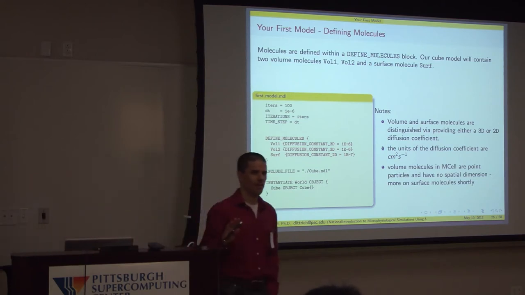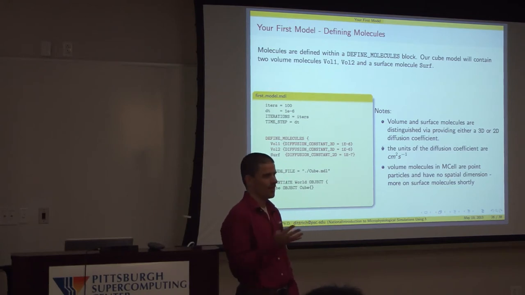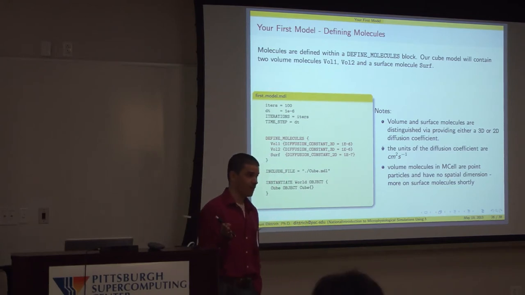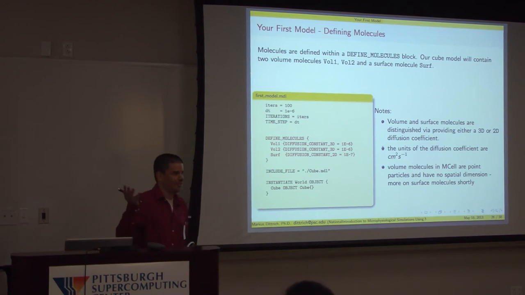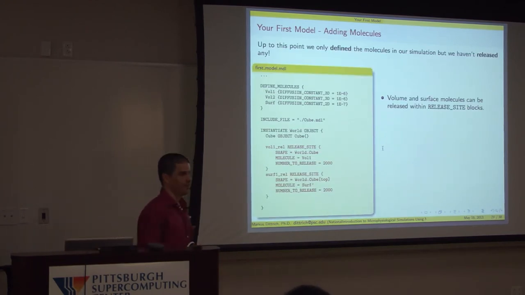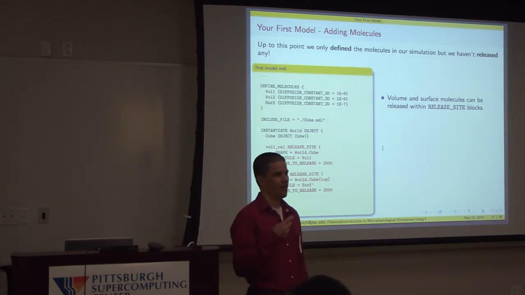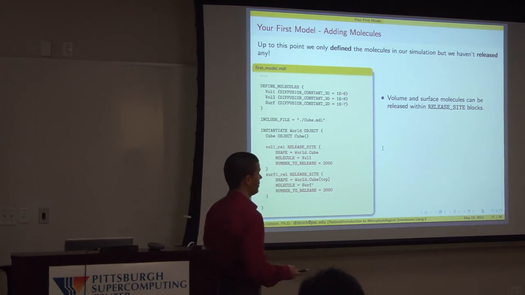Okay, so step one, we have defined molecules. Nothing has happened. So if you run the simulation again, it'll be as fast as before because nothing has changed in our simulation, really. We have defined some molecules, but we haven't actually placed any. We haven't told M-cell how many of each and where to put them. So that's the next step.